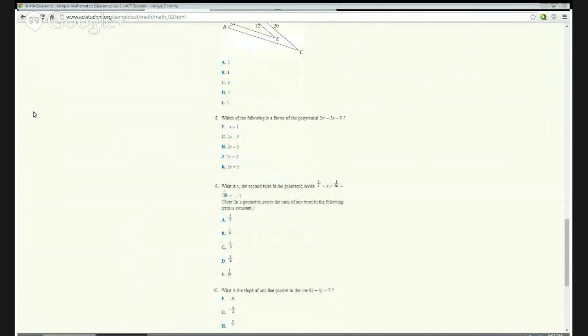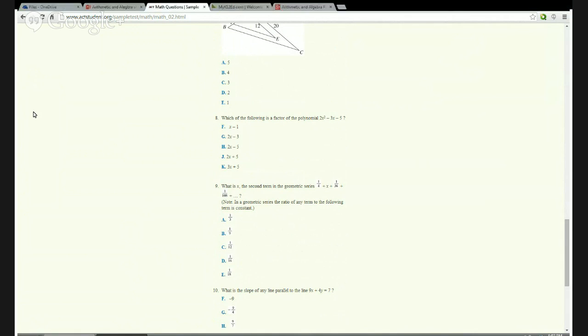Which of the following is a factor of the polynomial 2x squared minus 3x equals 5? So we're just going to factor that polynomial. And when we do that, we get 2 answers. And we have 2x minus 5 equals 0 and x plus 1 equals 0. So we're going to look at our answer choices. And H is one of the answer choices that they give us, 2x minus 5. So that's going to be our answer. So we're just factoring there.